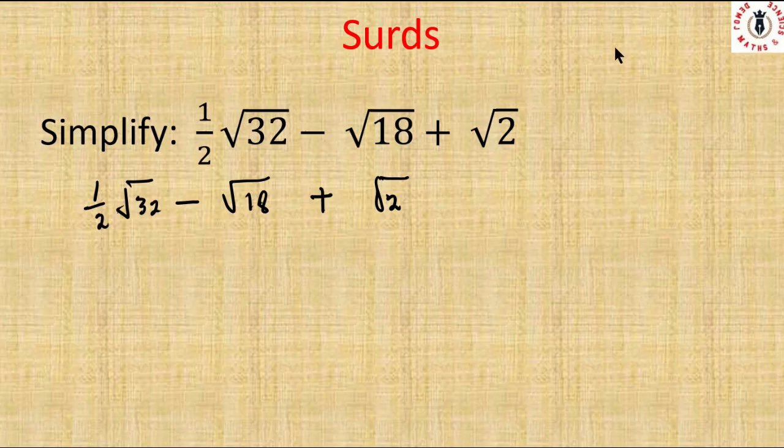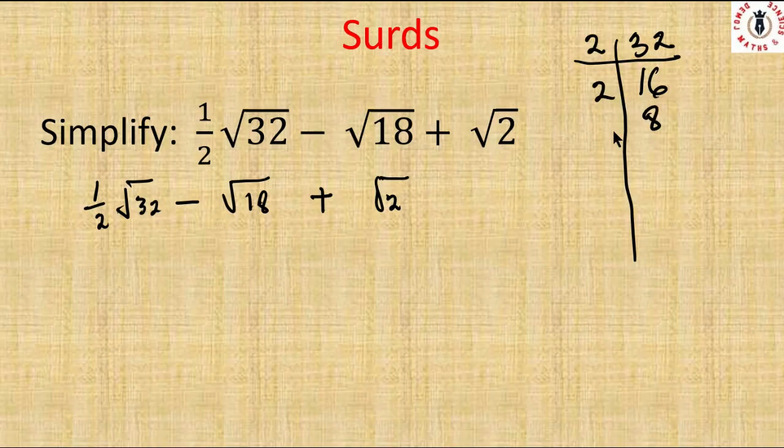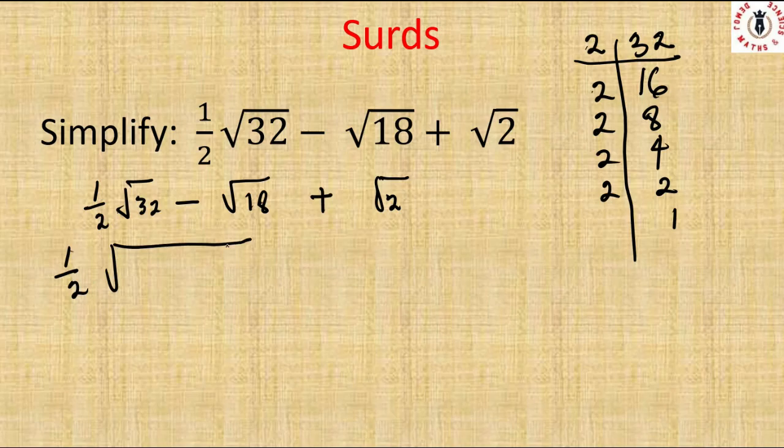Look at 32 first. Let's simplify 32 first. This is our basic LCM principle. 32 is obviously an even number, so my first suggestion here will be 2. 2 into 32 is 16, 2 into 16 is 8, 2 into 8 is 4, 2 into 4 is 2, and obviously 2 into 2 is 1. So for 32, I have 2 times 2 times 2 times 2 times 2, that's 2 raised to power 5. So this will be half the root of 2 times 2 times 2 times 2 times 2.